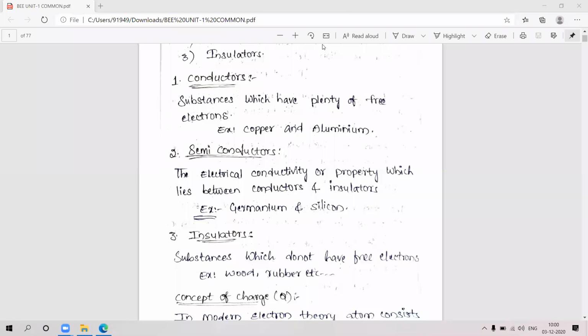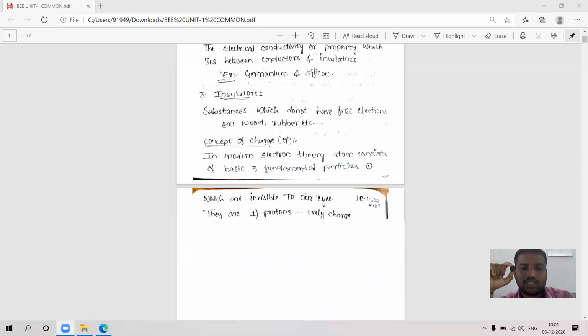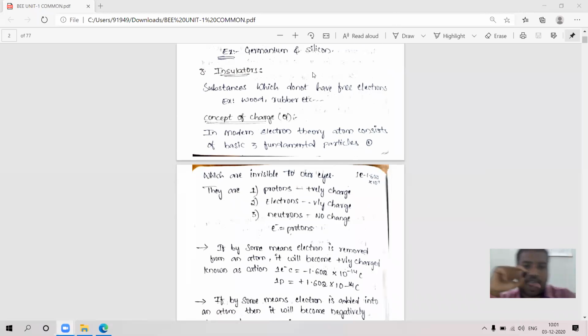Now let us come to the concept of charge. What is meant by charge? We know that matter, in matter, mainly consists of three particles, yes or no? So an atom consists of three particles. What are they?